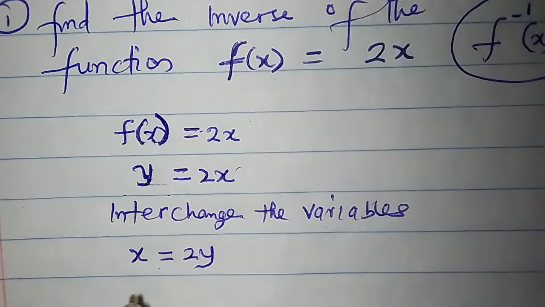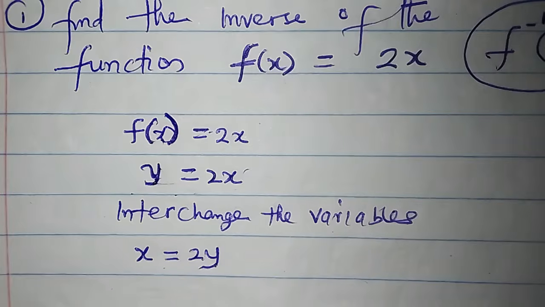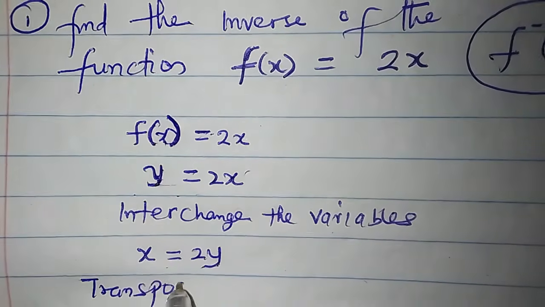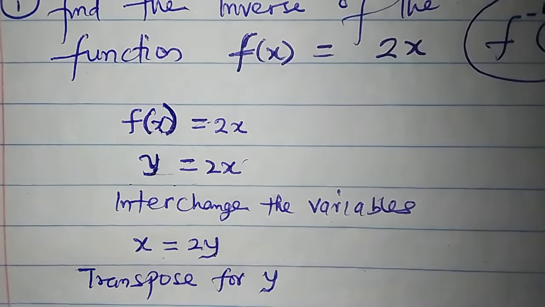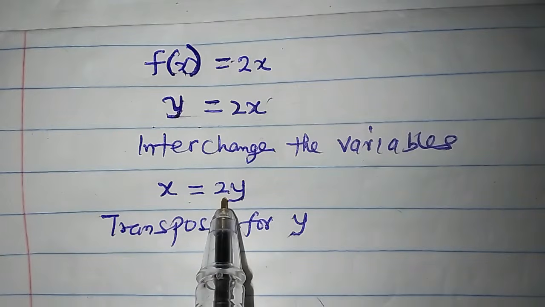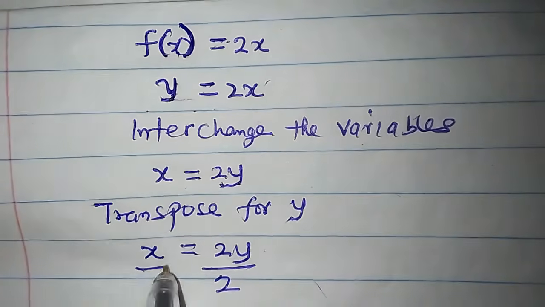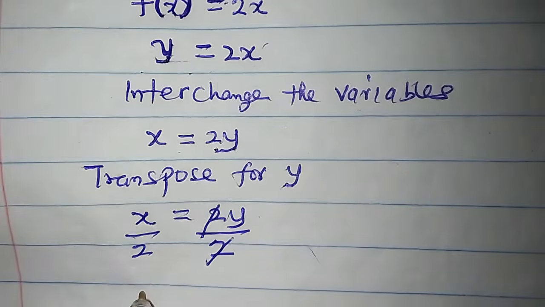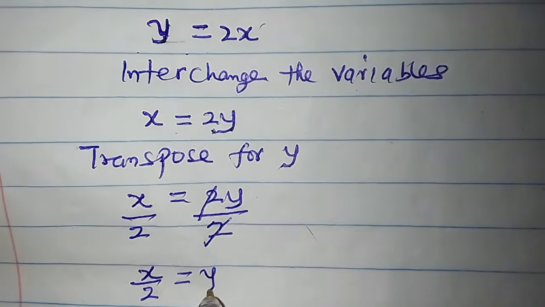And now I will make y the subject of the formula after interchanging the variables. Transpose for y. That is, make y the subject of the formula. So from here, I will divide both sides by 2. Remove this 2 by dividing both sides by 2. 2 cancels 2. It means that x all over 2 is equal to y.